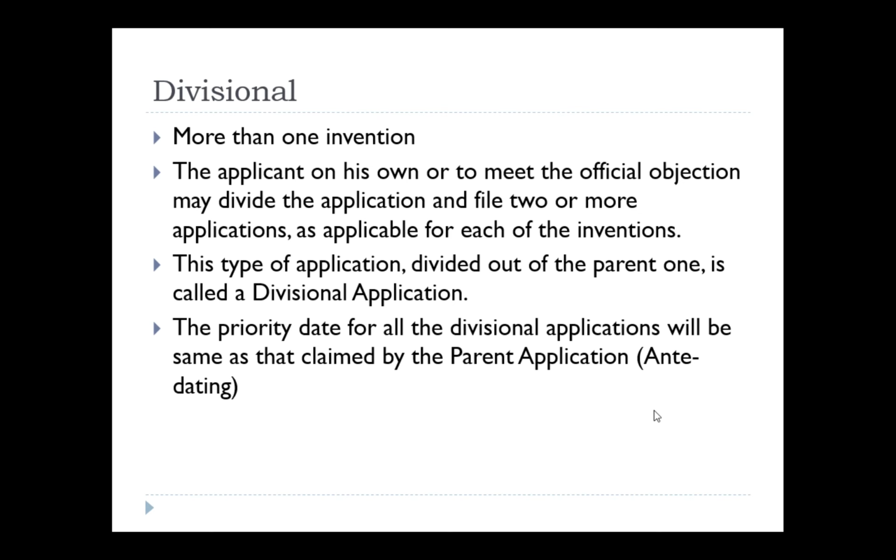And the second option: the patent office, through an official objection itself, comes to us and makes the applicant split the invention into two or more. Those are the two ways wherein you can do a patent of division, right? You need to understand this clearly.